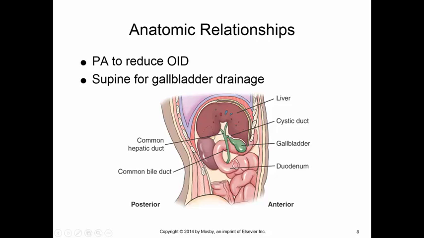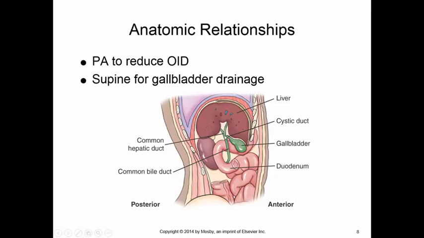The ductal system is pretty midline, and therefore, if you put the patient in a prone position, the gallbladder is going to be closest to the image receptor, which will give you better detail. Okay? Now, let's say you wanted to drain the gallbladder. You would therefore put the patient into a supine position, so that this cystic duct can drain.